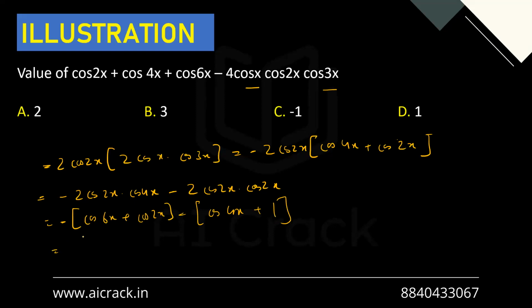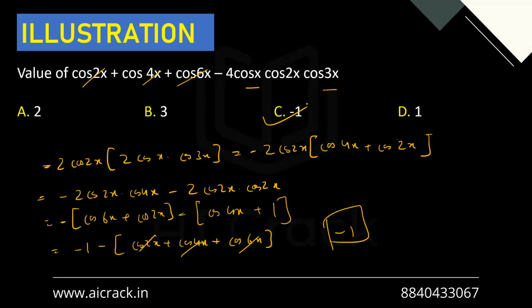Now eventually what we have got is minus 1 minus cos 2x plus cos 4x plus cos 6x. This is what we have got. And initially what we had is cos of 2x plus cos of 4x plus cos of 6x. So this term, this term, this term get cancelled out with all these terms, and what we are left with is minus 1. So minus 1 is the correct answer.